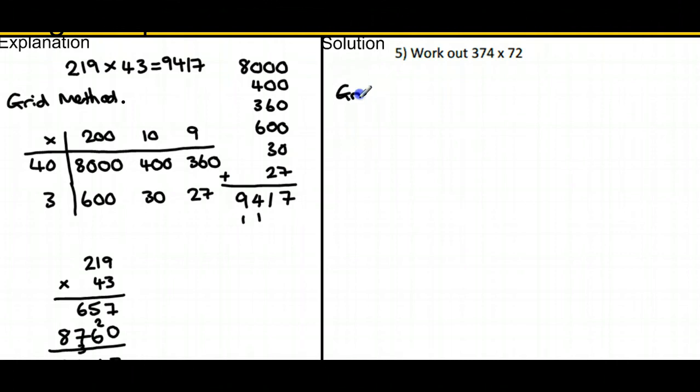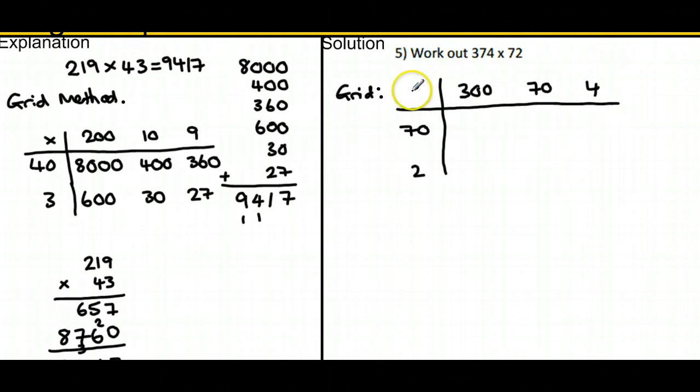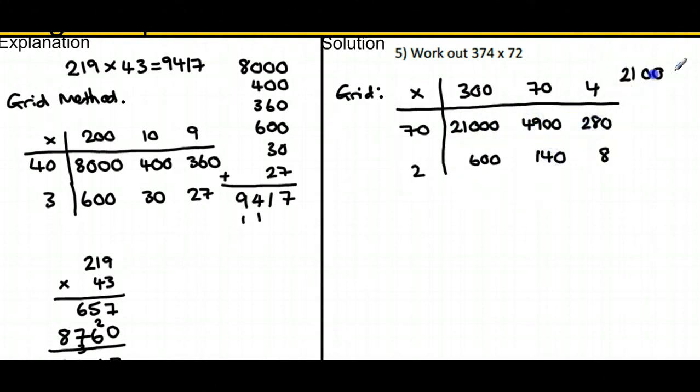So if I start by doing the grid, we've got 374 multiplied by 70 and 2. Just a little note for my year 8 if you're watching this, and you should be. Don't forget to recheck that you put the right numbers into your grid. Okay, 3 times 7 is 21.